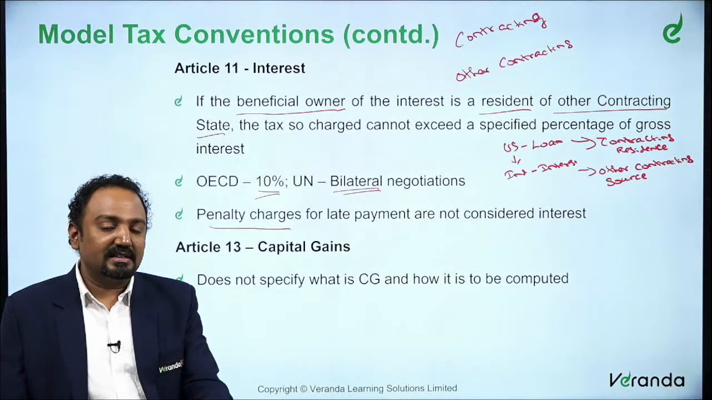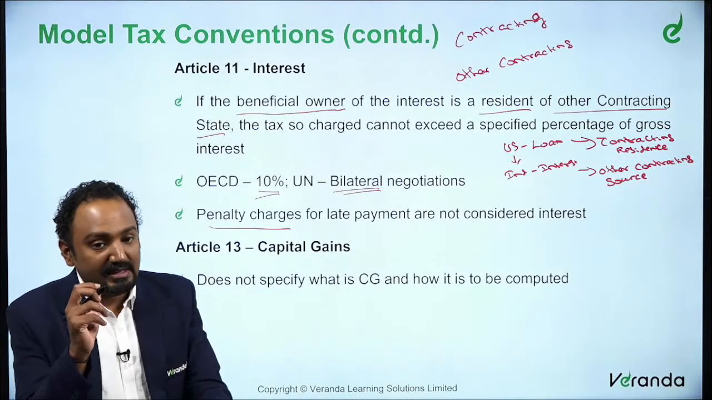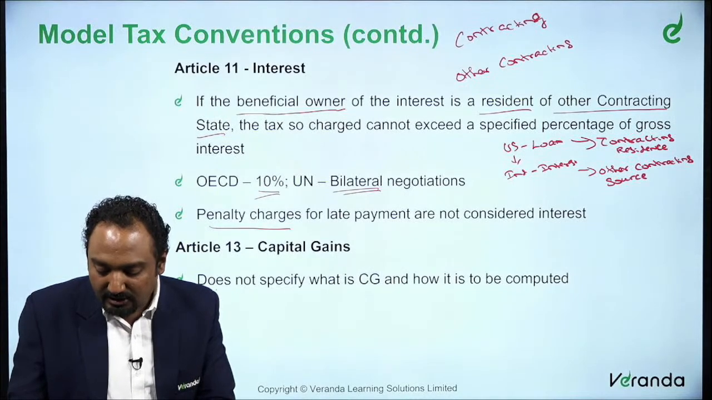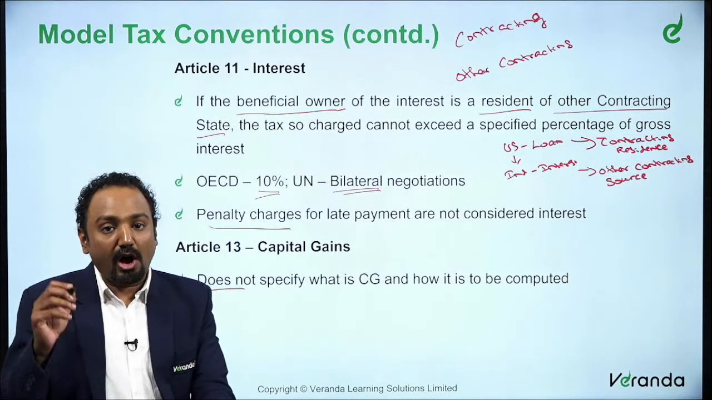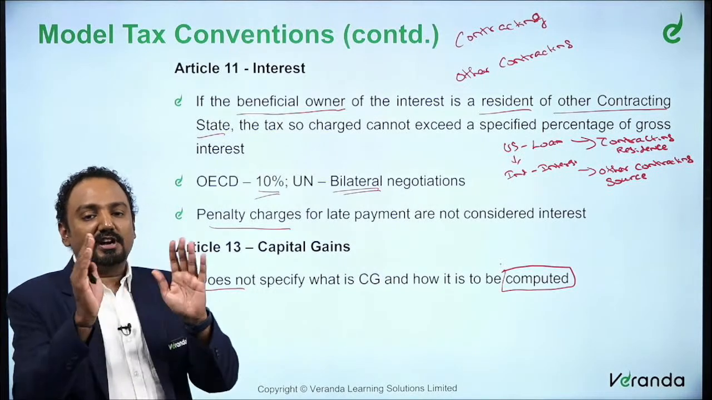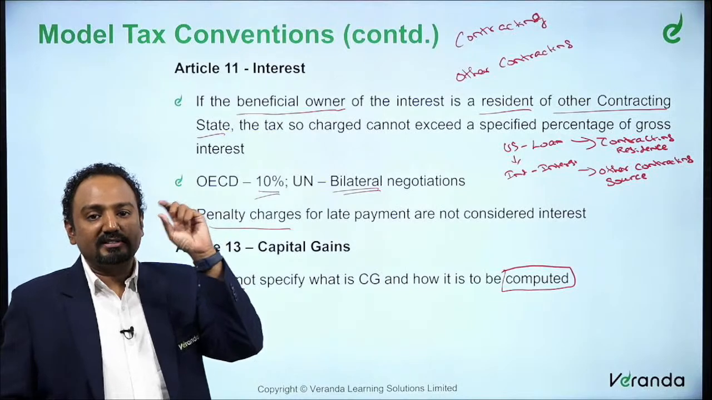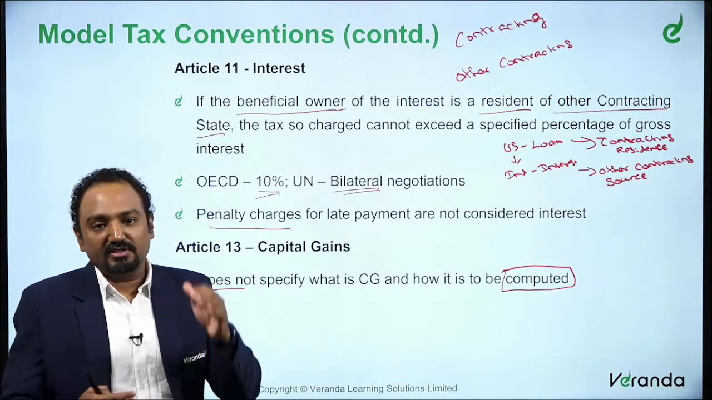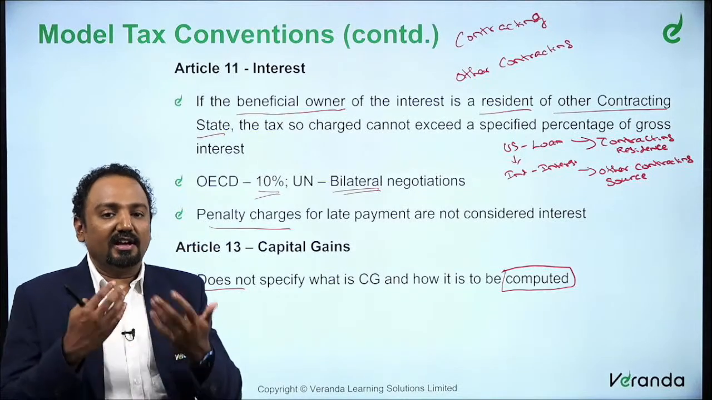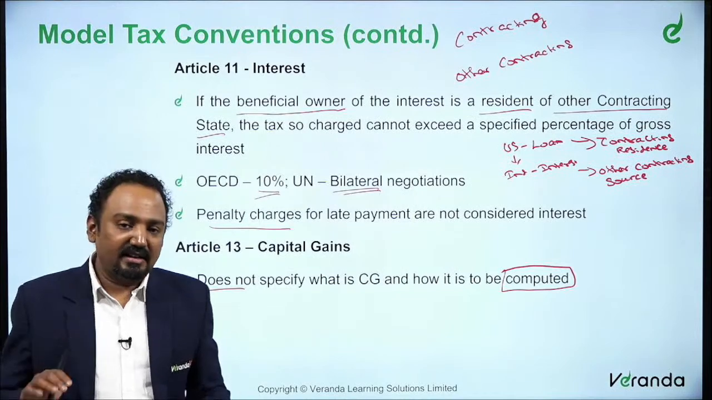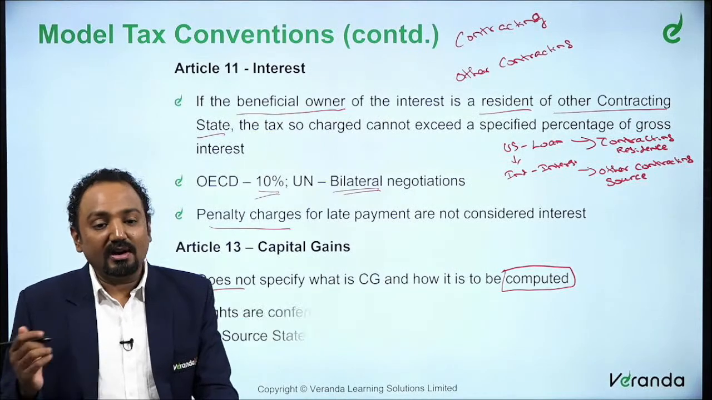Next is Article 13. This Article 13, capital gain, does not discuss how to compute. It does not say how to calculate sale consideration, how to compute net sale consideration, indexed cost of acquisition, indexed cost of improvement, short term, long term. Nothing of this is discussed in Article 13. Then what does it say?